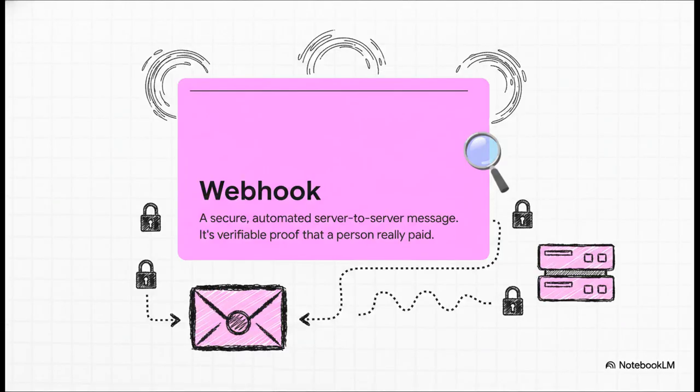And that secure server-to-server message is called a webhook. Just think of it like a certified notarized letter sent directly from Paddle's bank to your server's bank. It's digitally signed, it's verifiable, and it cannot be faked. When your server gets that webhook, and only then, does it know for sure that the payment was real and it's safe to add credits to that user's account.